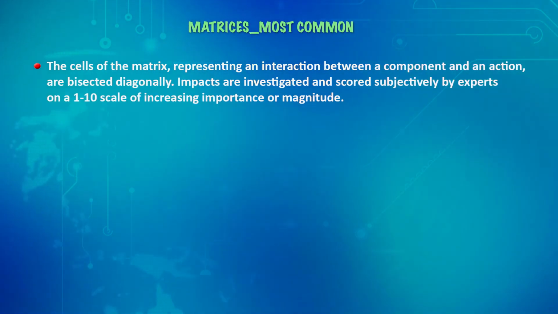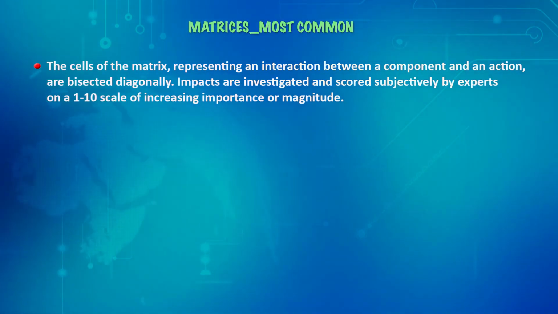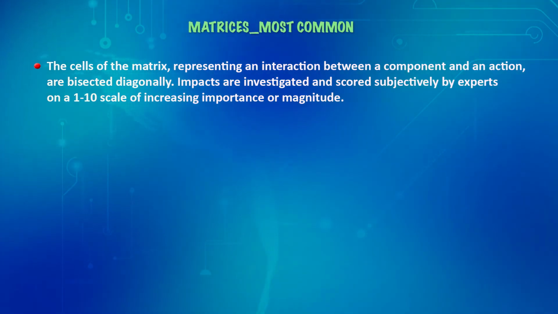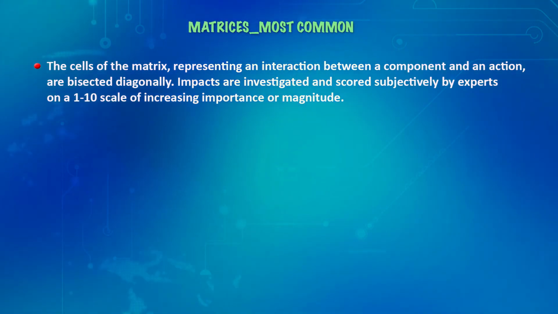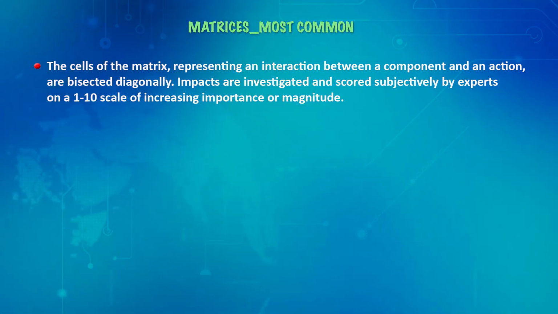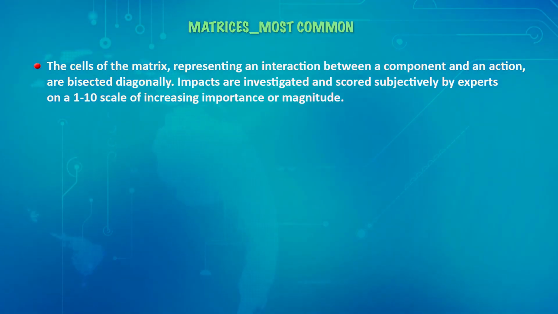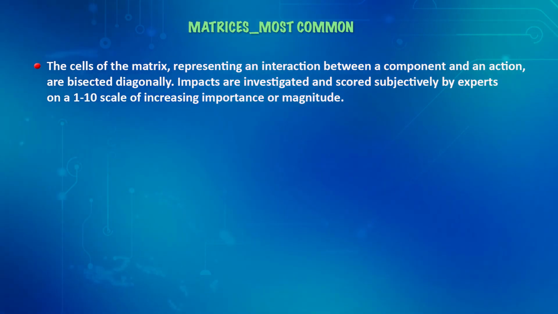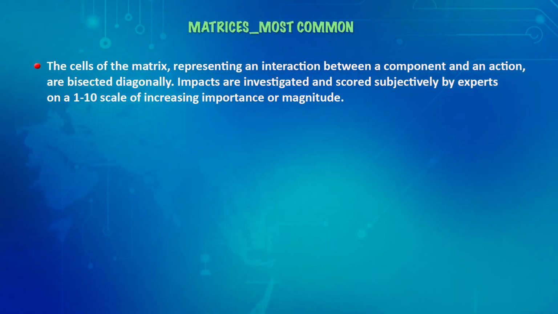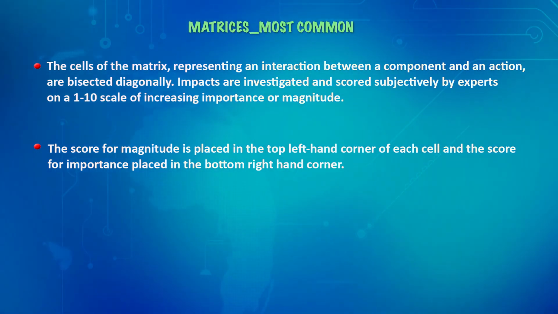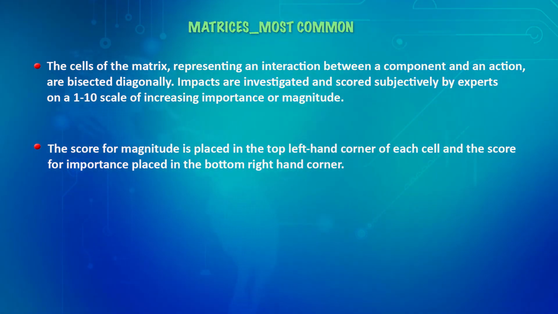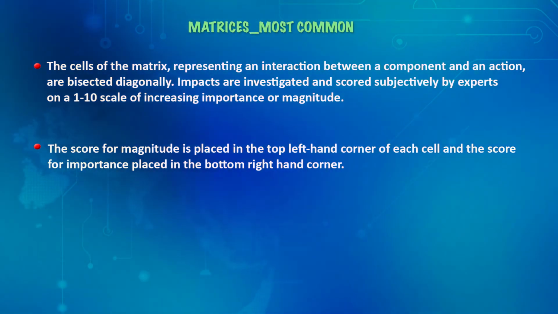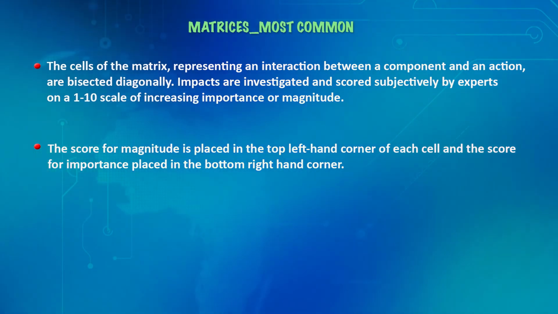Now, what it signifies: each and every cell signifies the interaction component, and the cell has also been bisected into two parts. When I say bisected into two parts, one part of the cell describes the magnitude, and the other talks about the importance of the particular project. For example, the score for the magnitude is placed in the top left hand corner of each cell. On the other hand, the score for importance is placed in the bottom right hand corner.